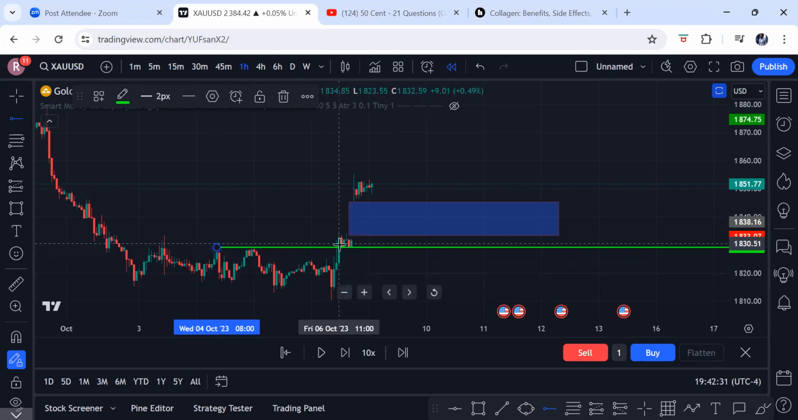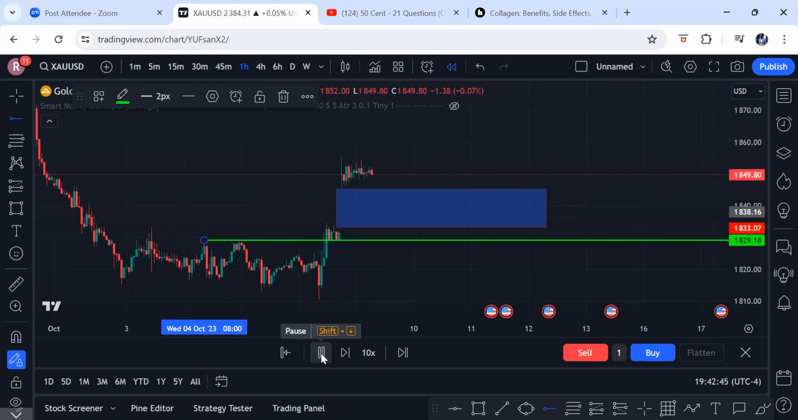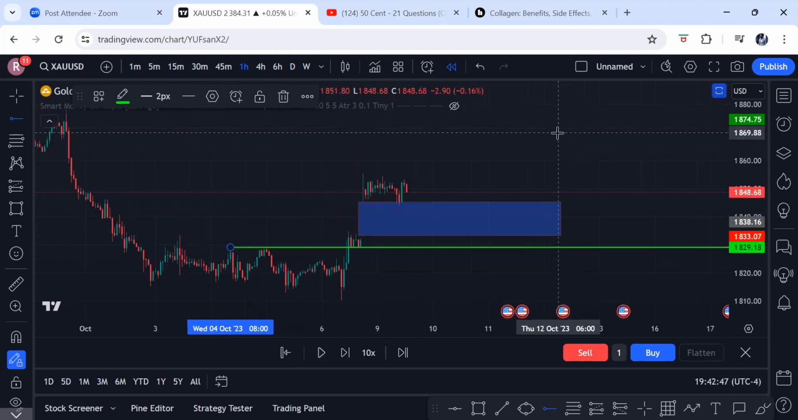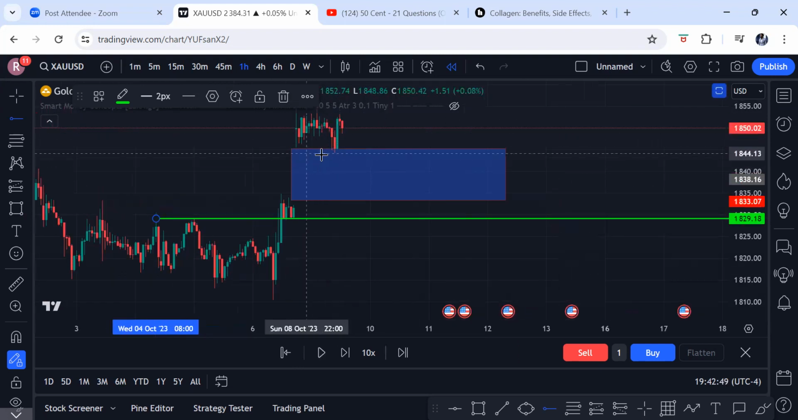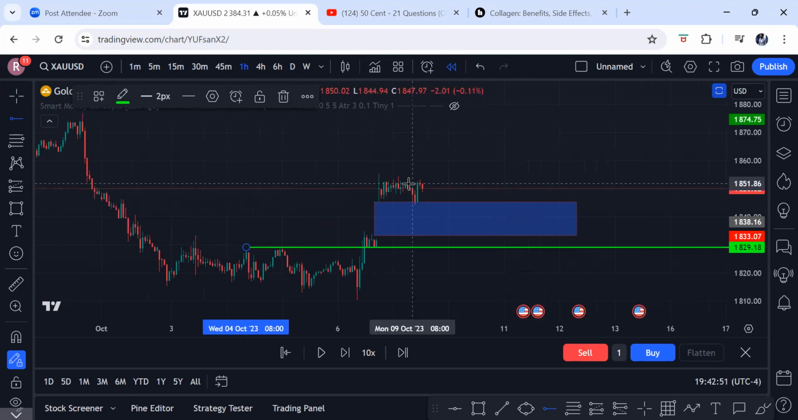But we basically left no imbalance. Price traded very decently going up. We've got all these wicks, so we don't really have a reason to come back down. Let's see how it goes. Here, for example, I'm just pausing at different points. We've got price trading to the imbalance that was here.